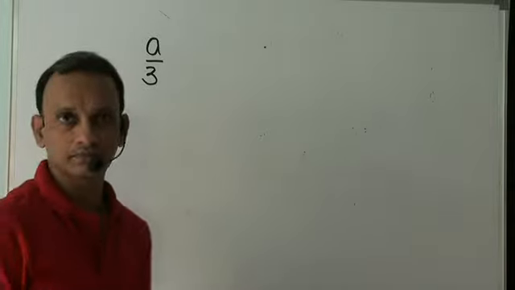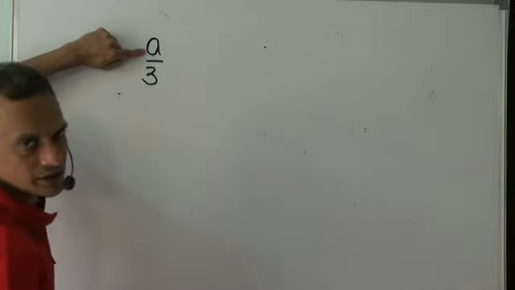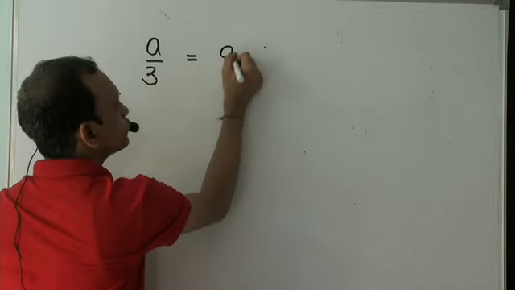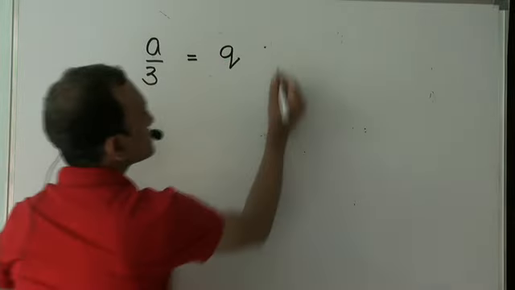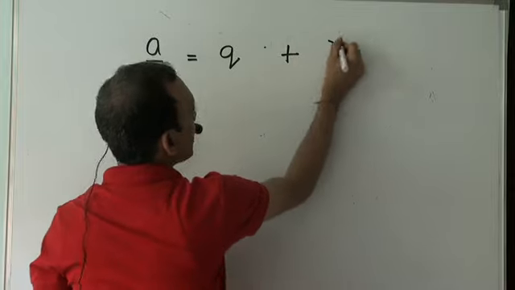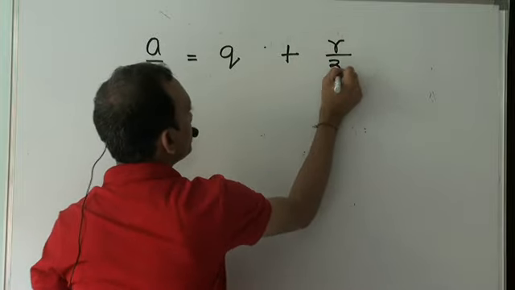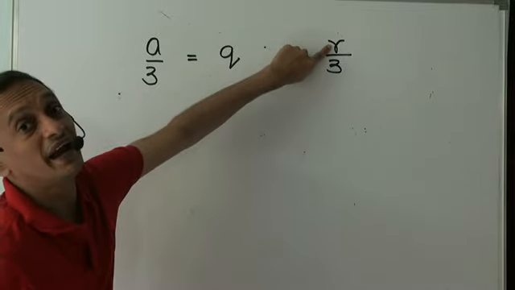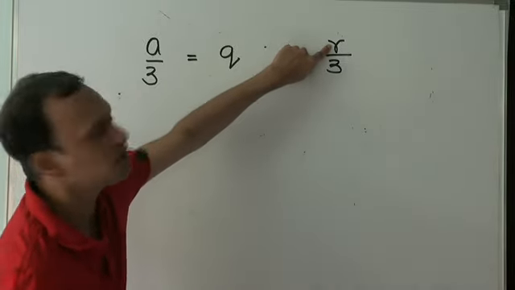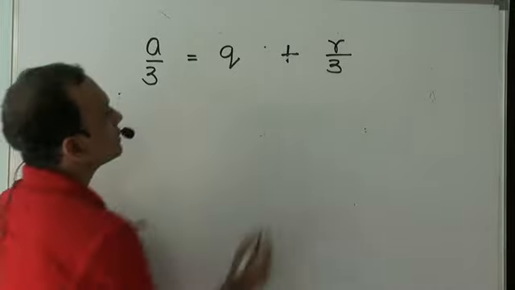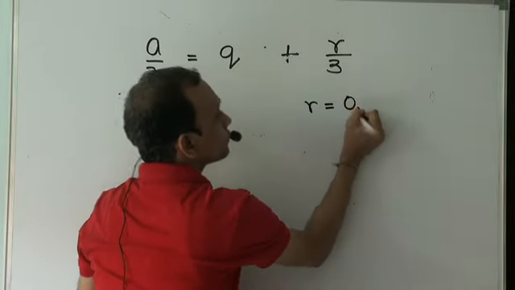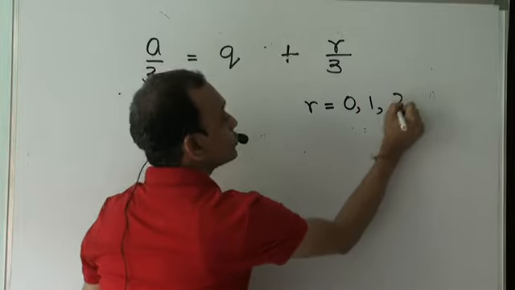What happens? Suppose I divide a natural number a by 3. It leads to a quotient q plus a remainder r by the divisor 3. Now, the remainder can at best have a value 2. What are the permissible values of the remainder here? The remainder can have values like 0, 1, 2.